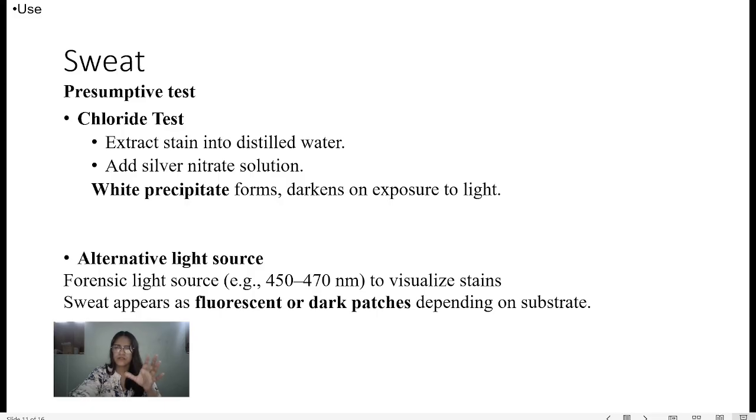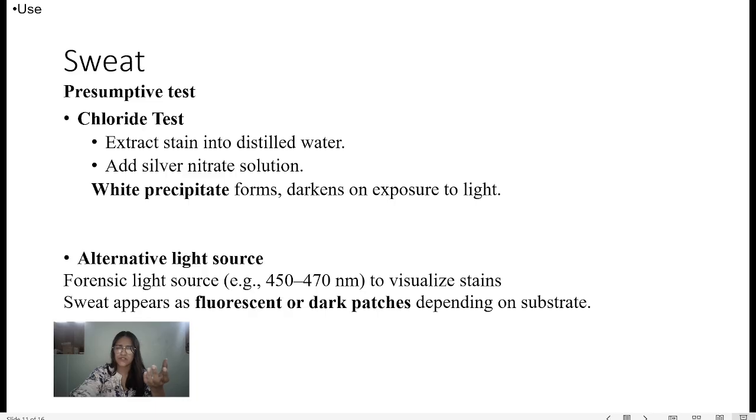The significance of this test is that it indicates sweat, but it is not a human specific test. Sweat can be of any other animal, right? So this is not a human specific test. Similarly, salt can also come from many other sources. So we cannot rely upon this test because salt can come from many other sources.